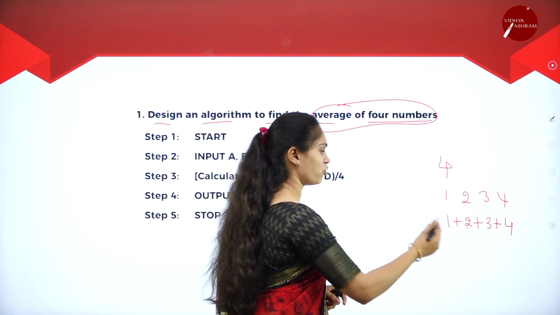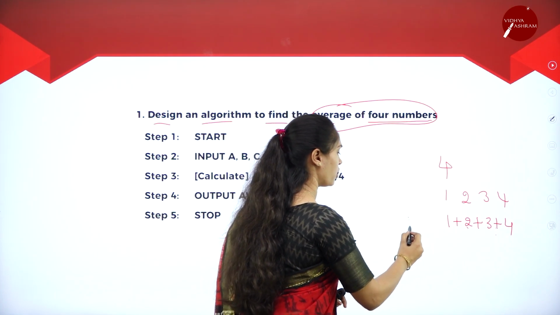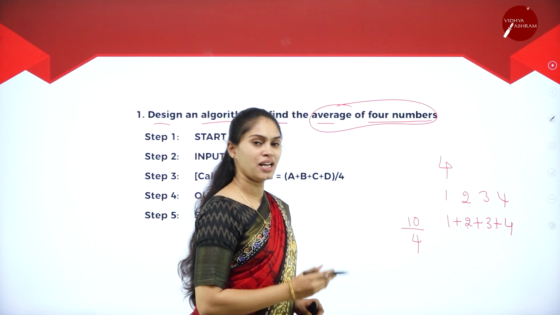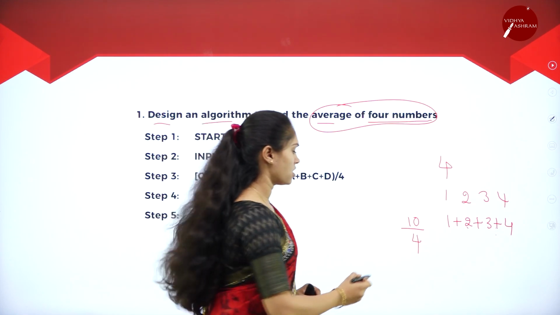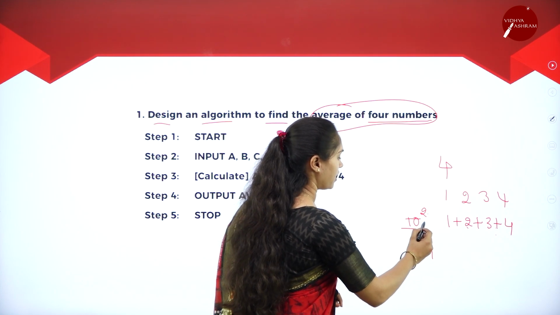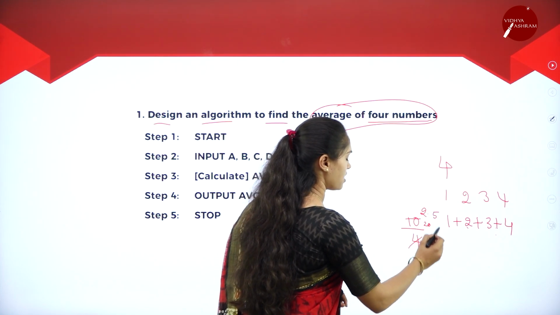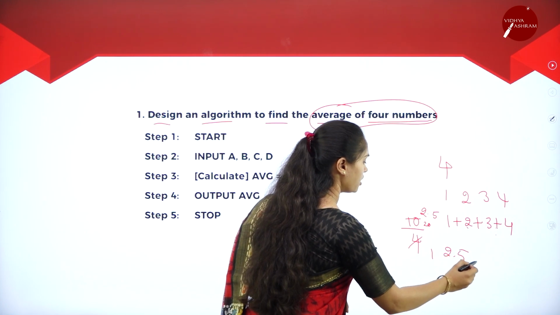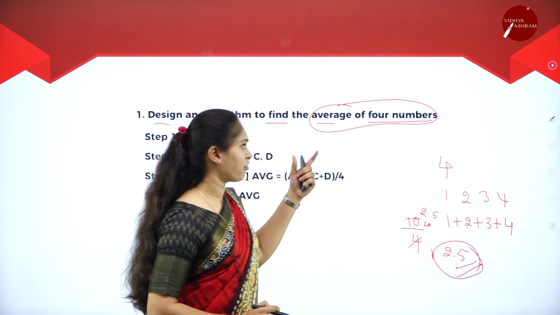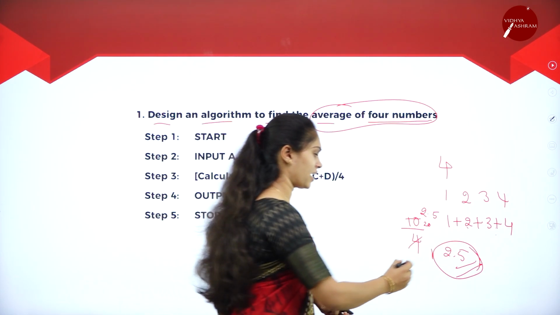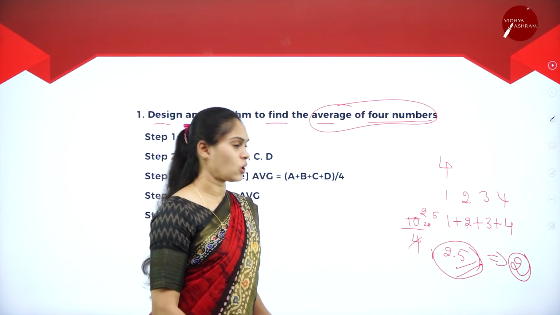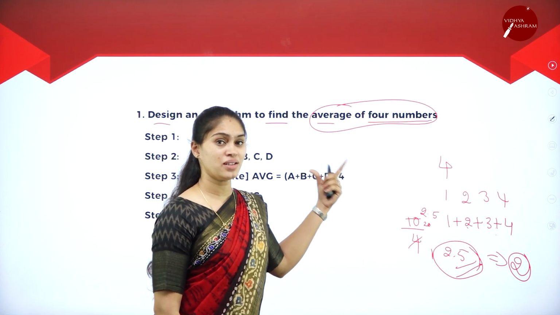But when it comes to the average of 4 numbers, I am going to add, so what I am going to get? 10. By adding all these numbers, it must be divided by 4, right? Because we are finding an average of 4 numbers. 4 ones are 4, 4 twos are 8, 4 fives are 20. So I am going to get 2.5 as the average of 4 numbers. Instead of taking this fractional part, we are going to take this as 2. In order to depict this problem, we are writing an algorithm.